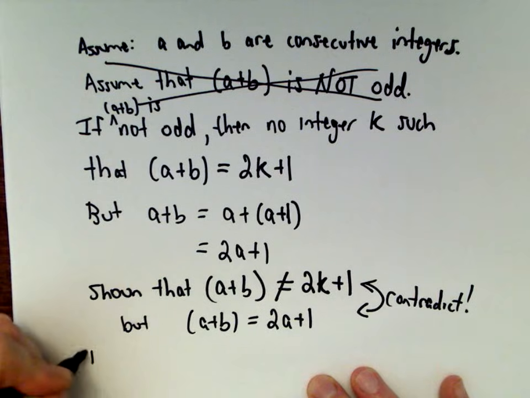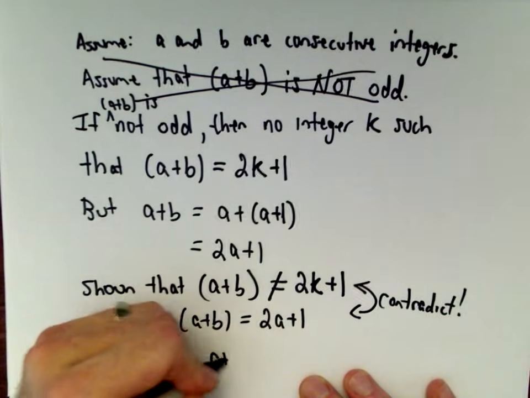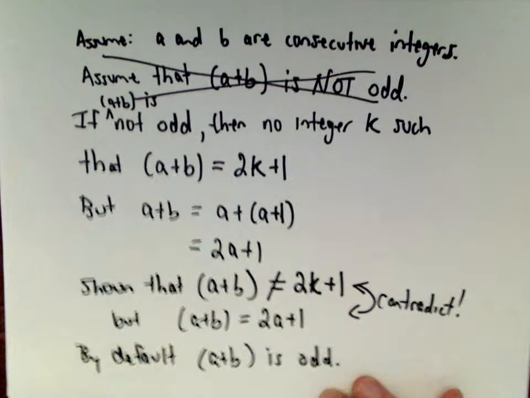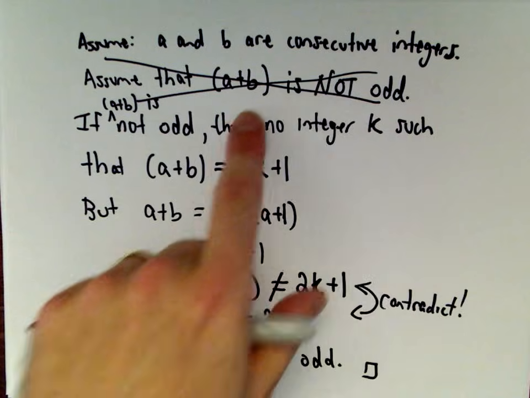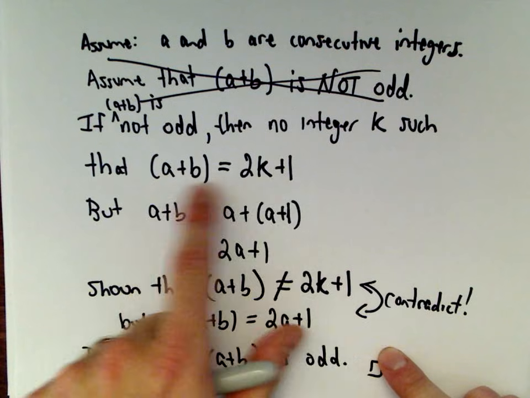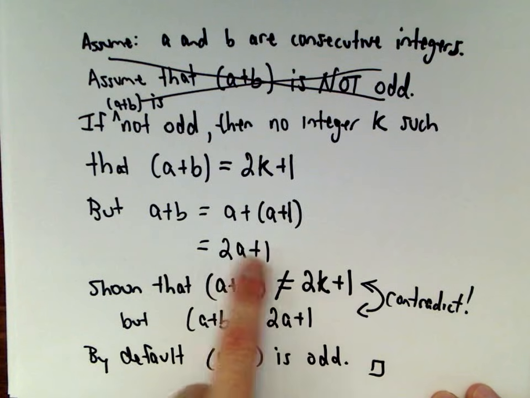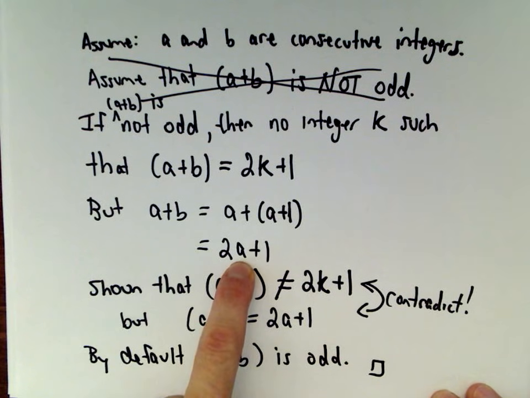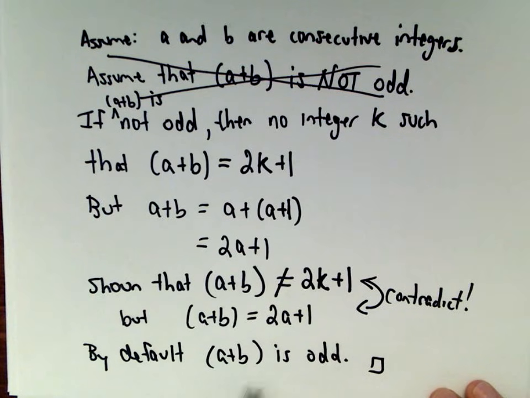So by default, it must mean that in fact the sum A plus B is odd. And that would be our proof by contradiction. So we assume that the sum is not odd, so we can't find this integer k so that A plus B equals 2k plus 1. But hey, we certainly can, because A plus B, we can write that as 2A plus 1. It says we can never do this where k is an integer, but we know that A is an integer. So that's going to be our contradiction, and we've got this result that A plus B must be odd.